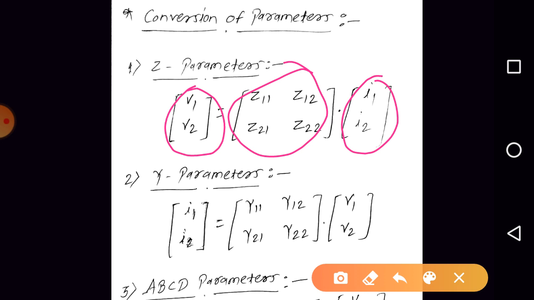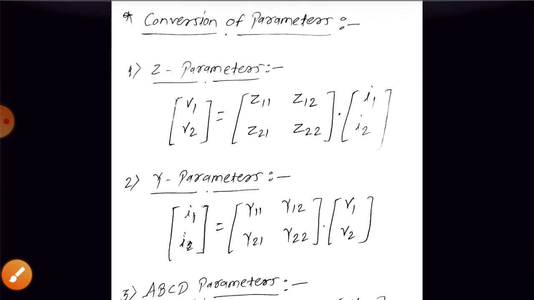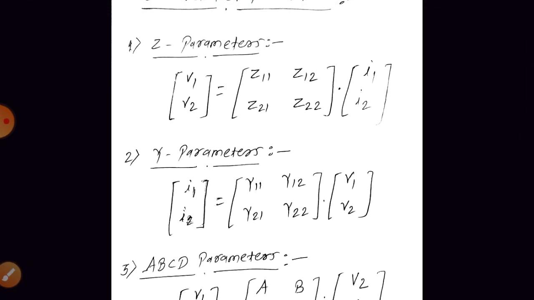Because in the conversion we require the determinant also, what is the determinant of this Z parameter matrix? It is the determinant of Z11 Z12 Z21 Z22, which is Z11 into Z22 minus Z12 into Z21. We consider it as delta Z, the determinant of the Z parameter matrix.